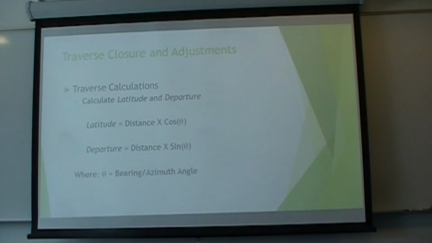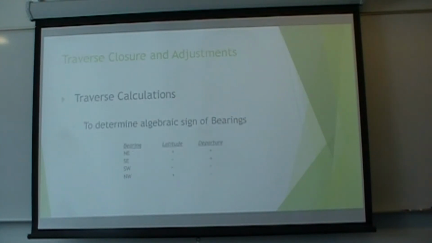Now, again, the direction can be expressed as azimuth or bearing. It's really advantageous to use azimuth because you don't have to worry about signs. Your calculator provides that. If you are using bearings, then you're going to have to determine algebraic signs. So again, this little chart we just looked at before: northeast is plus plus, southeast is negative plus, southwest negative negative, and northwest plus negative.